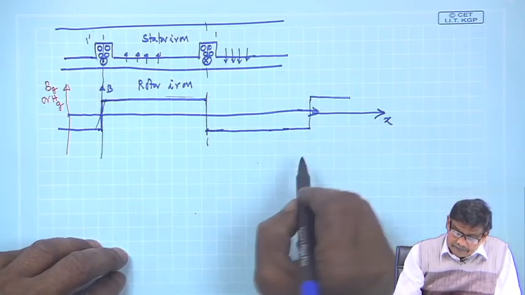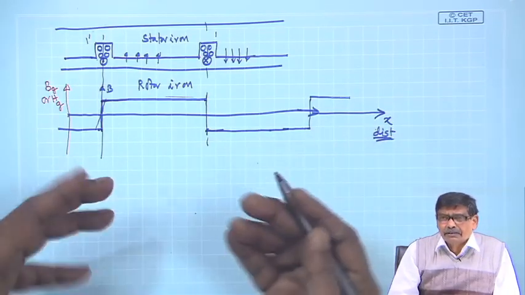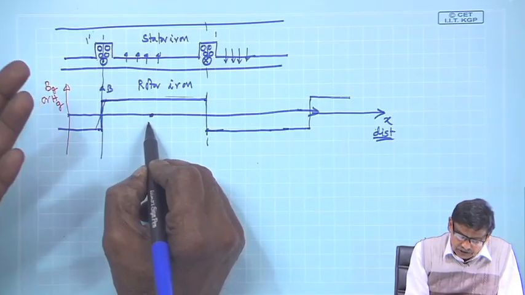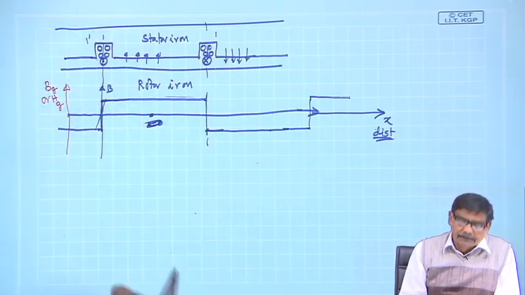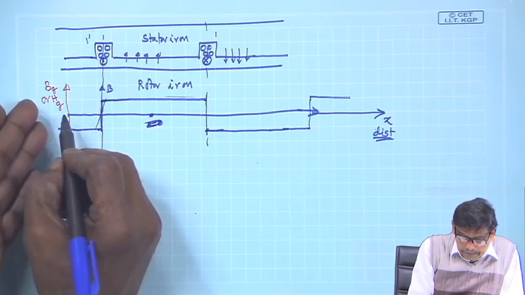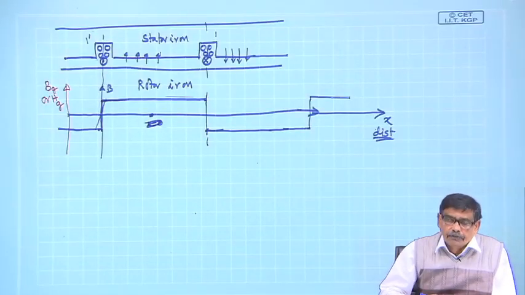This is the x distance, and where x equal to 0 is your or my business. You can set x equal to 0 here. One has to of course fix where x equal to 0 is, then he knows everything about this waveform.